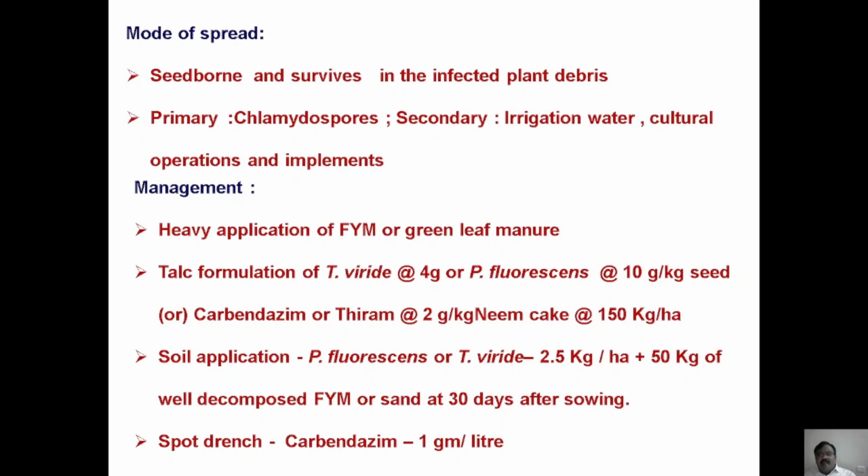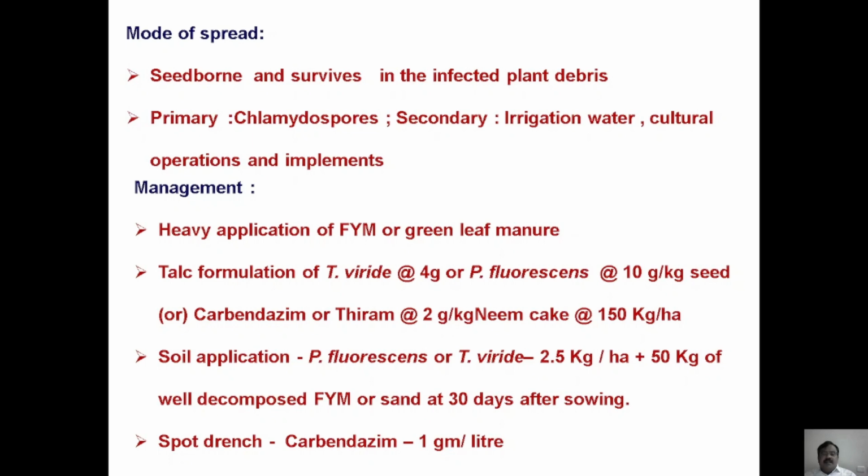So apply a heavy dose of farmyard manure along with the green leaf manure, and soil application of biocontrol agents like Pseudomonas fluorescens or Trichoderma viride at the rate of 2.5 kg per hectare, along with the well decomposed farmyard manure, which will be helpful in reducing the soil borne inoculum.